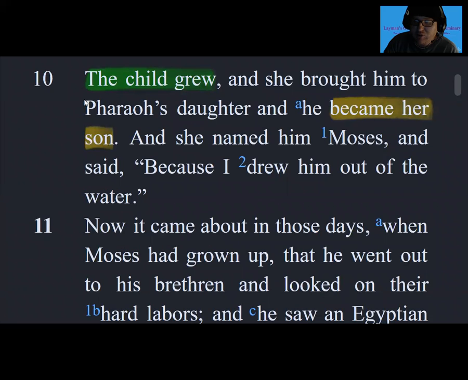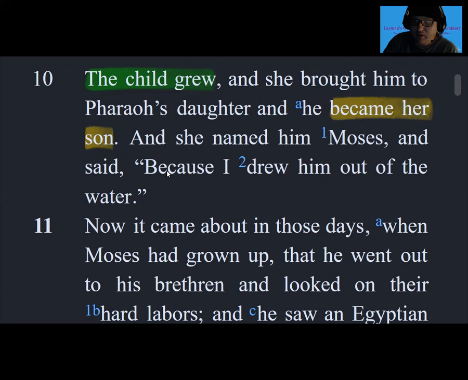So here, I just want to bring out this passage that is talking about Moses. The child grew and she brought him to Pharaoh's daughter, and he became her son. So there's a sense of an adoption idea of sonship. Just want to mention that.